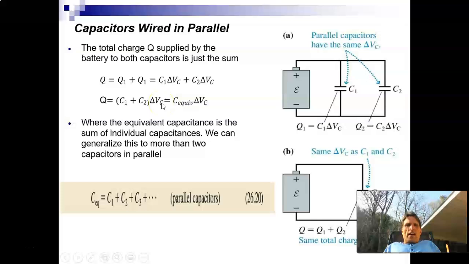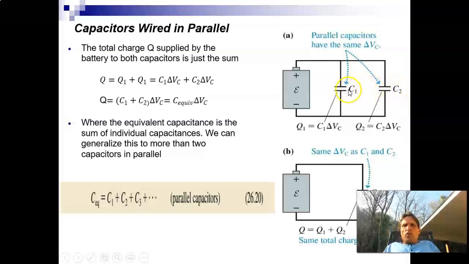Now this looks exactly like the equation for a single capacitor, only the total capacitance is just the sum of the two capacitors in parallel. And so this equivalent capacitance is just C1 plus C2. We can extend this to several capacitors, but the main point is if we wire these all in parallel, the total capacitance is the sum of all the capacitances that are wired in parallel.